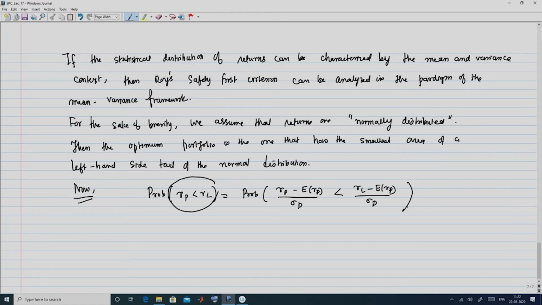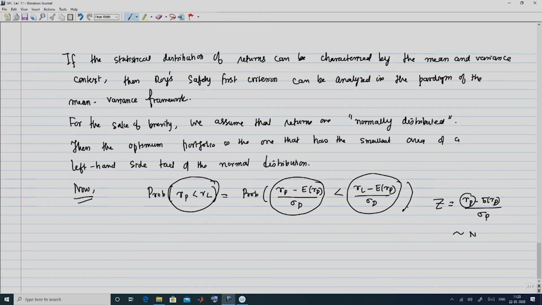So, this probability of R p less than R L becomes the probability of this ratio R p minus E R p over sigma p being less than R L minus E R p over sigma p. Now, here I can define my R p minus E R p. Remember, this is the standardization. So, if your R p follows a normal distribution, then R p minus E R p over sigma p will follow a standard normal distribution. So, accordingly, this becomes the probability of Z being less than R L minus E R p over sigma p.